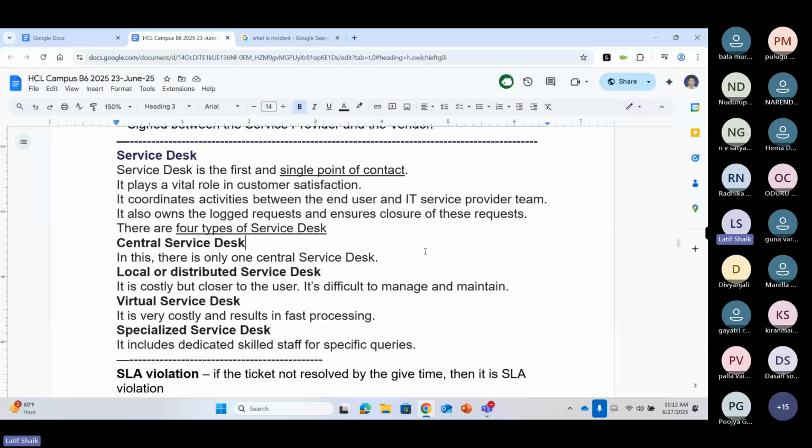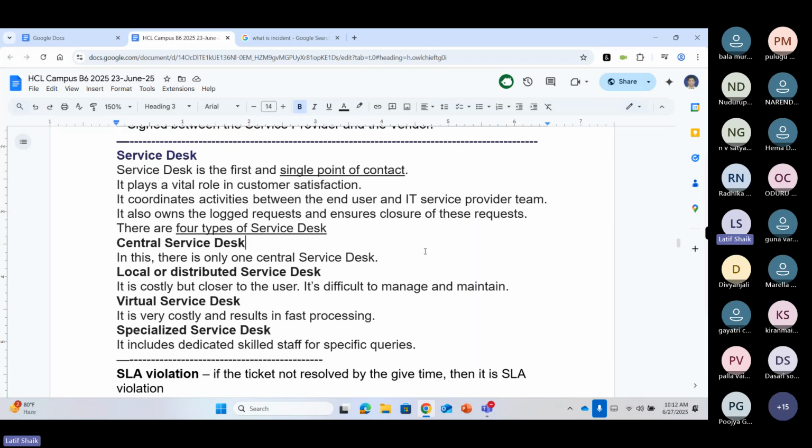AI means it's a different algorithm. It's not FAQ. Virtual service desk is a kind of FAQ type, but AI is more data driven. More data and information is fed to it, and it understands what the customer's issue is and gives support to the customer directly. It's faster but costly.